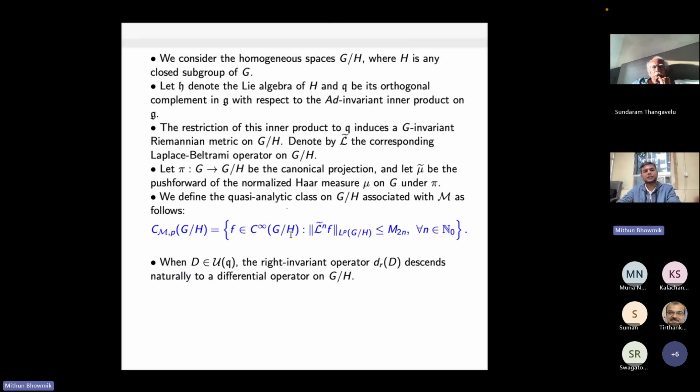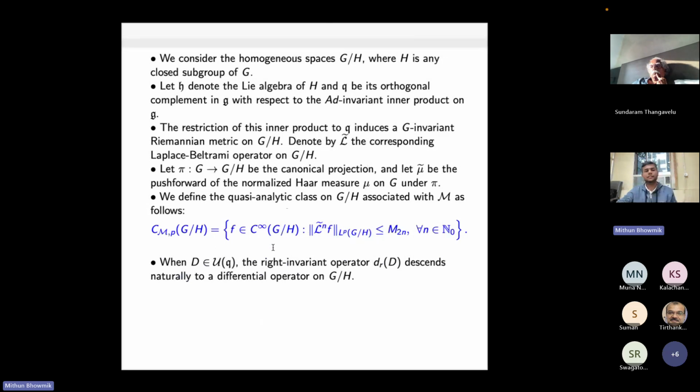Now, since functions on G over H have extra symmetry because they are right H invariant, if we consider a smooth function on G over H and regard it as a function on G, it will be right H invariant, and the action of the main Laplacian on that lift of the function is the same as the action of this operator on it.